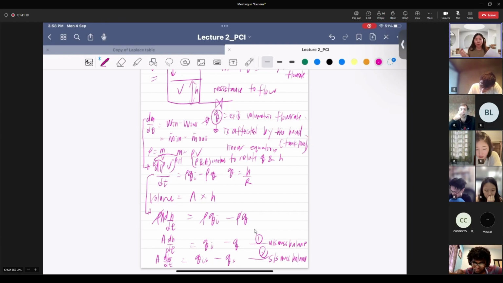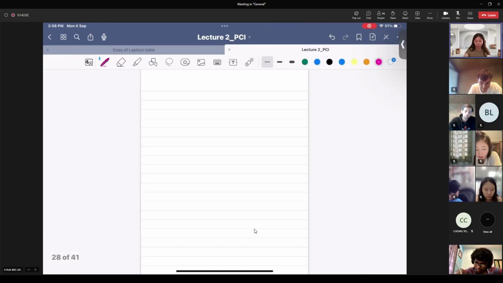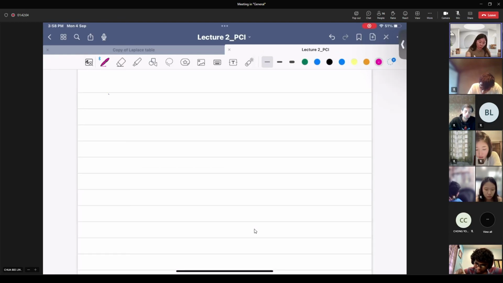Repeat. Introduce the deviation variables and then Laplace transform both sides. Rearrange to get the output over the input and then compare with the standard equation of the first order. You will finally find what is your K and what is your tau. Okay, so one more page. So you will introduce deviation variable.